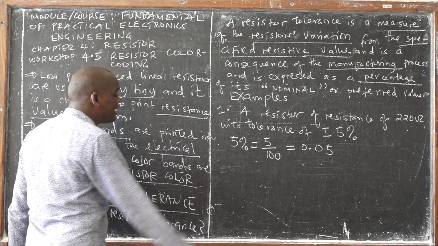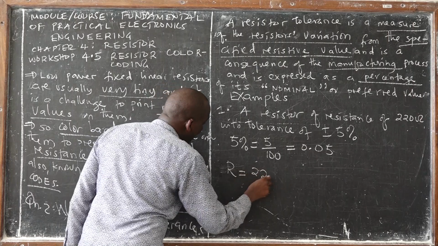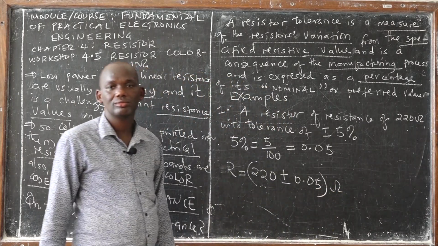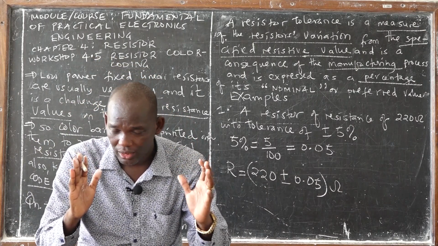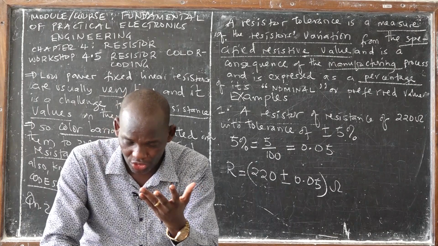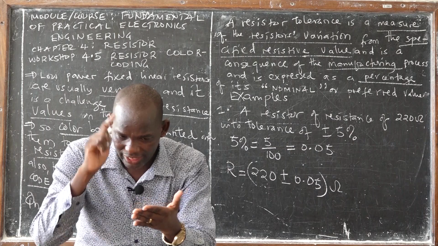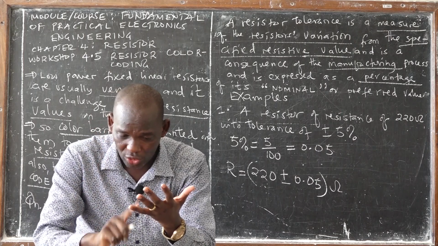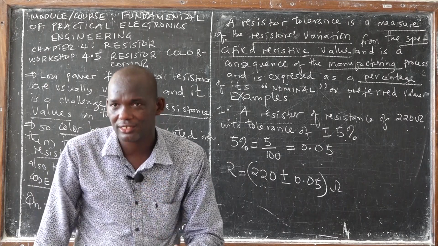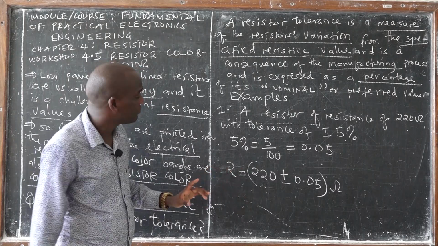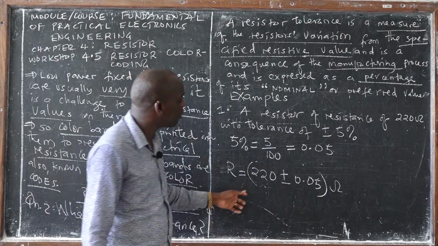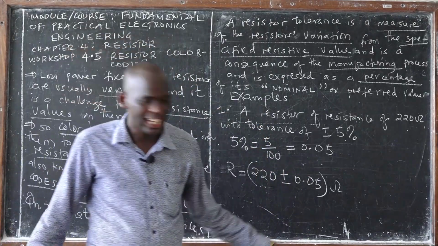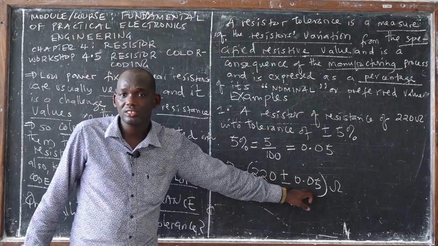So the resistance of this resistor will be 220 plus or minus 0.05 what? Ohm. Remember that in science, whether physics, biology, chemistry, environmental science, or any field of engineering, any measured value without the acknowledgement of the acceptable error is meaningless. It means in engineering, if you say, I measured the resistance of the resistor and found 220 ohm, that is meaningless. That is not a measured value. Why? Because you did not include the acceptable error.